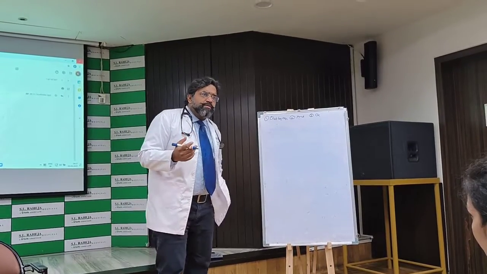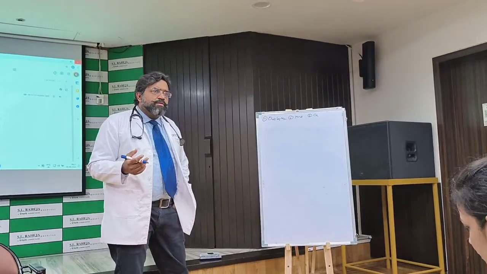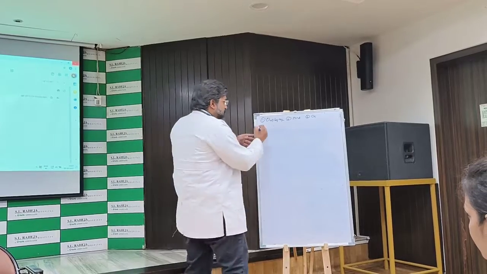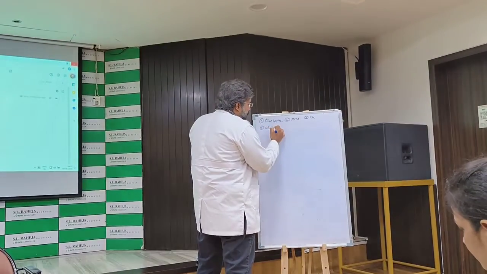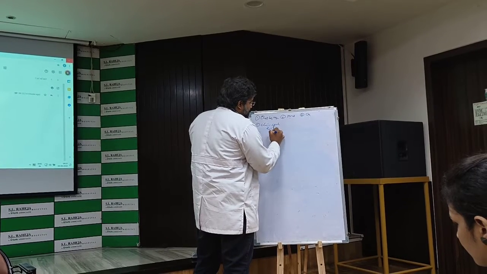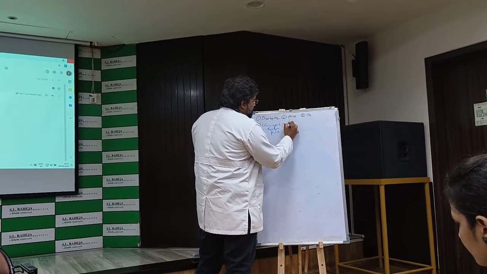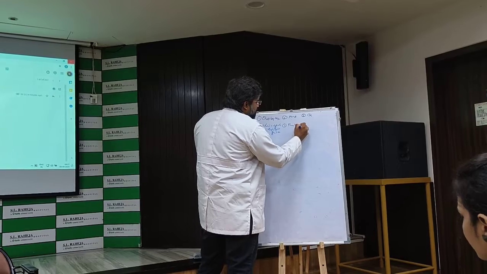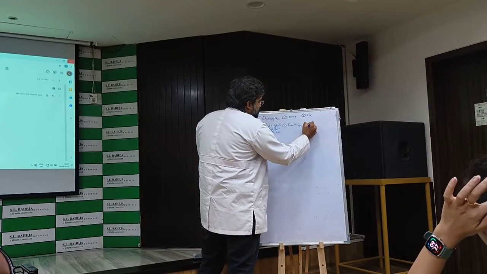What comes to your mind? History of high-grade fever with chills. You have a clinical feature basically. So what do you say? High-grade fever with chills, thrombocytopenia, bleeding and multi-organ involvement.